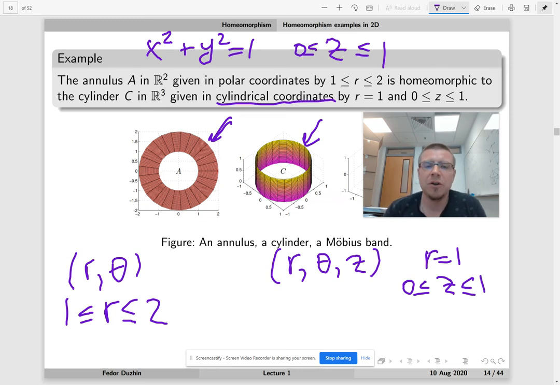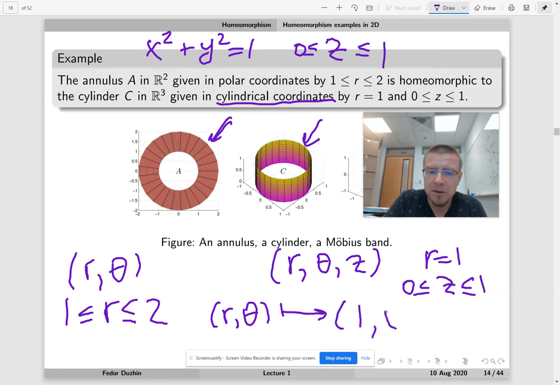So how can we construct a homeomorphism from the annulus to the cylinder? Well, very simple. So a point (r, theta) in the annulus is going to be mapped to (1, theta), and z is going to be equal to r minus 1. So r in the cylinder is always 1, which checks out. Theta is the same theta for the cylinder as for the annulus, and z in the cylinder is going to be r minus 1.